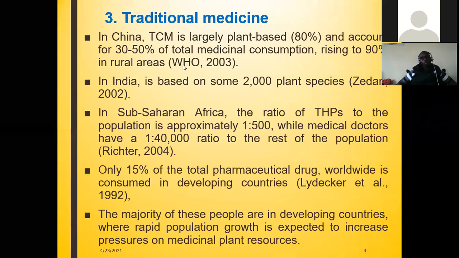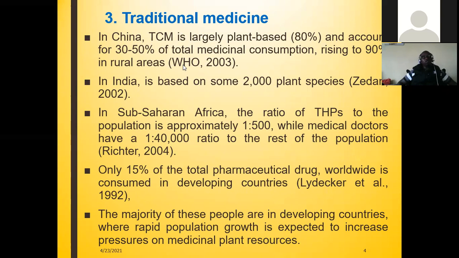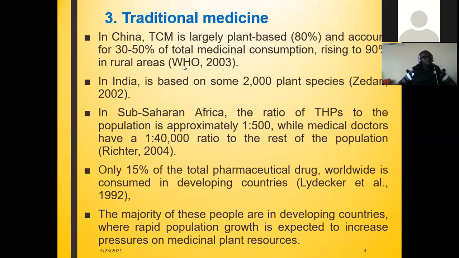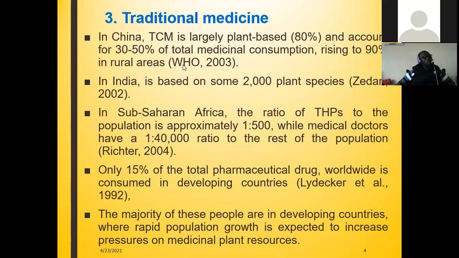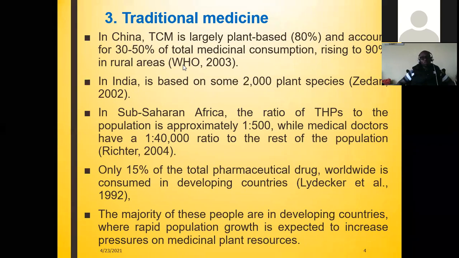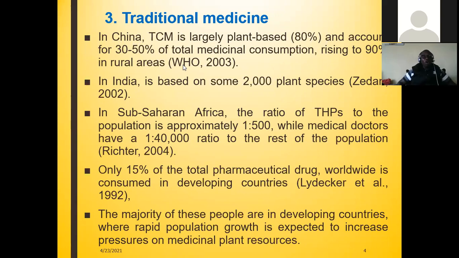We also have India, where we have Ayurvedic medicine, which is basically based on around 2,000 different plant species. And then when we come to sub-Saharan Africa, where we are found, we can see the need for medicinal plants is very important, given the deficiencies in contemporary medicine. For example, in sub-Saharan Africa, for every one doctor responsible for around 40,000 patients, compared to the traditional herbalist, where one herbalist takes care of around 500 patients. So it is very difficult to walk into a herbalist where they practice and go away without being attended to. But when you go to hospitals, you can walk in and come out without being attended because of the inadequacy in our human resource.